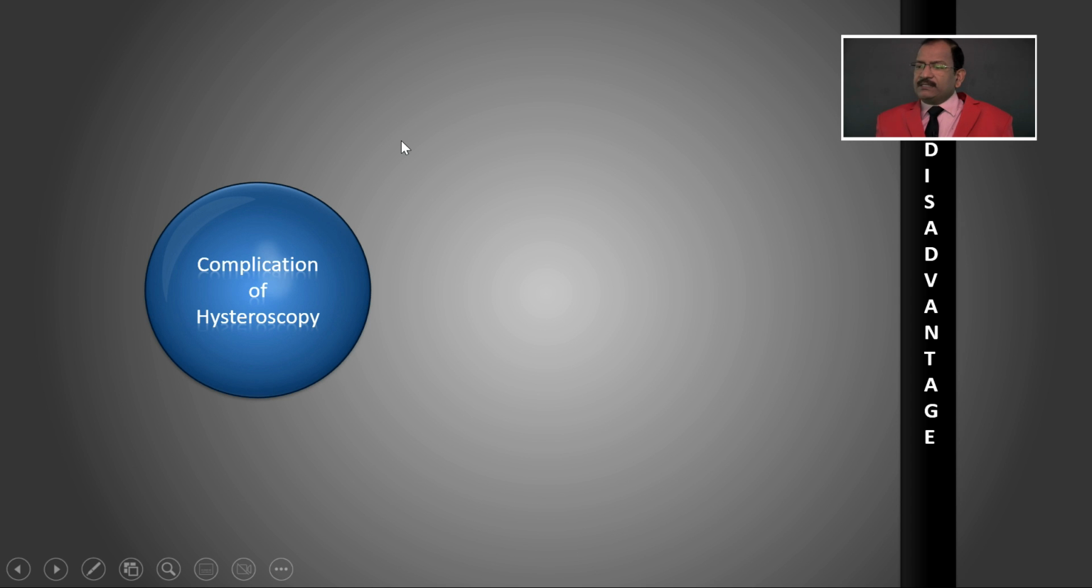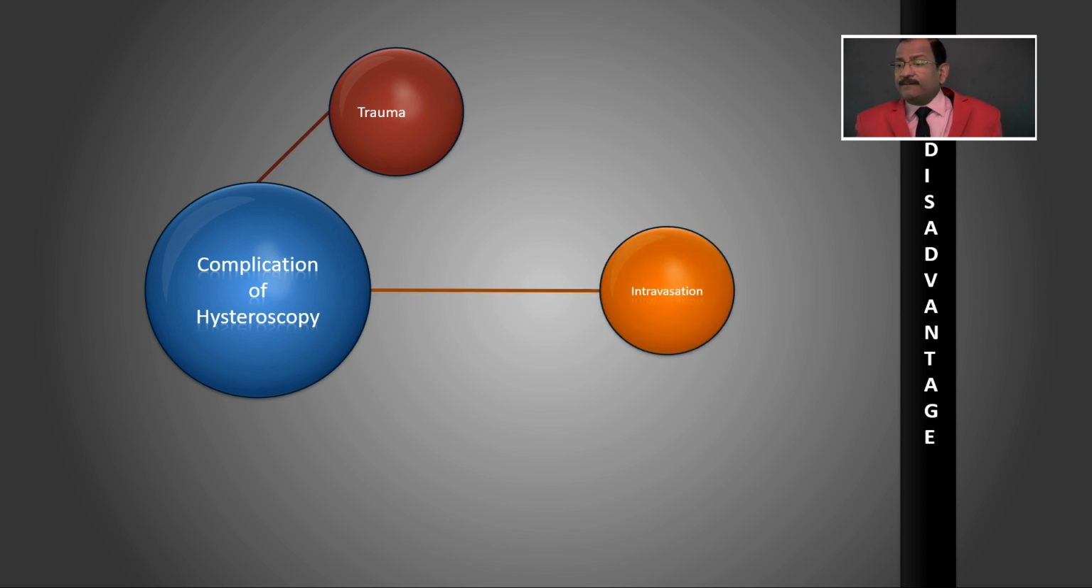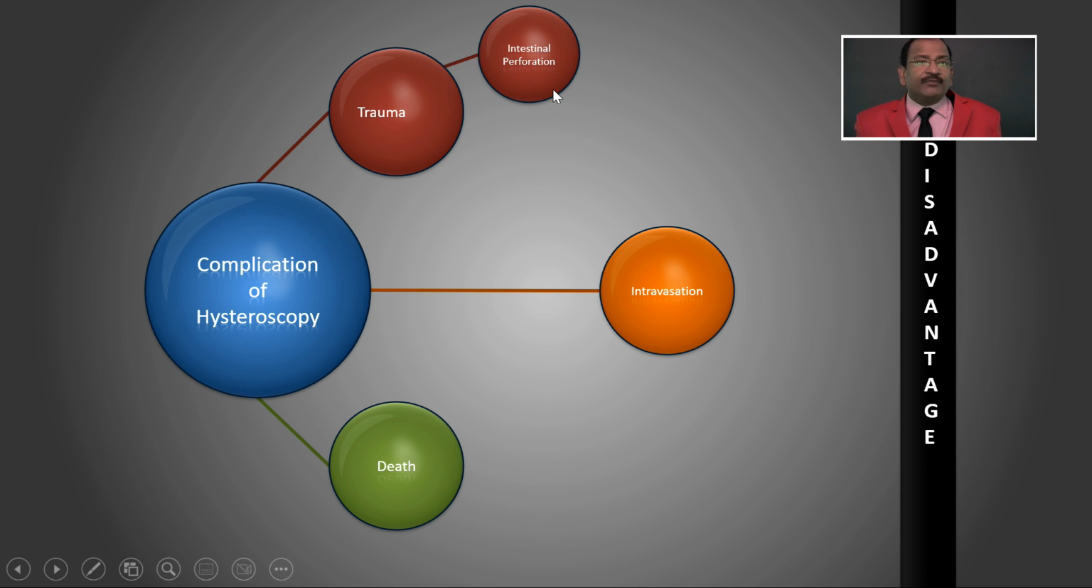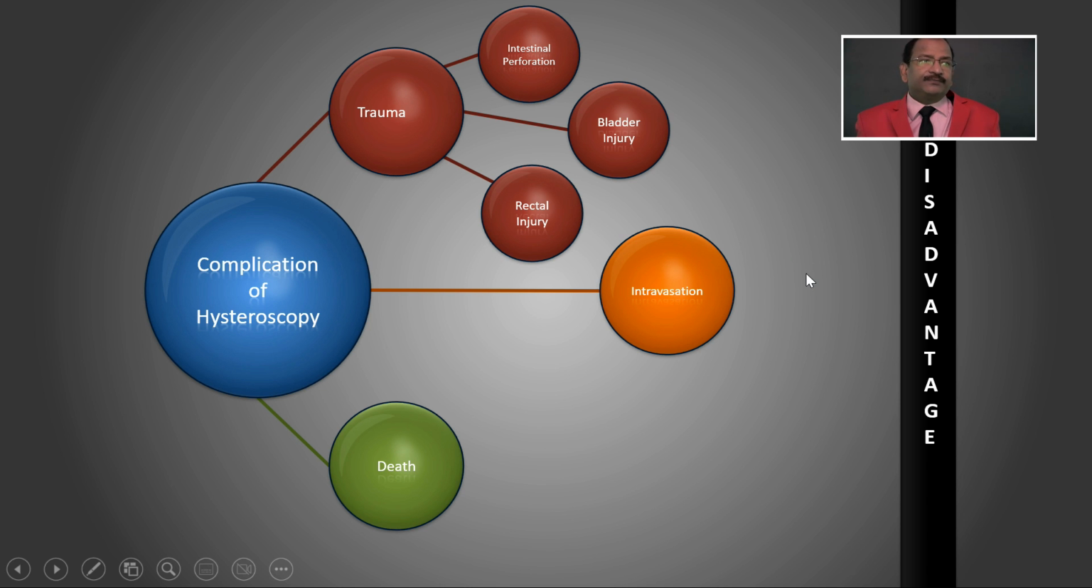Now let us discuss disadvantages and complications. One of the complications is trauma. Second complication is intravasation. Third complication, rarely, death. Trauma: intestinal perforation, bladder injury, rectal injury.